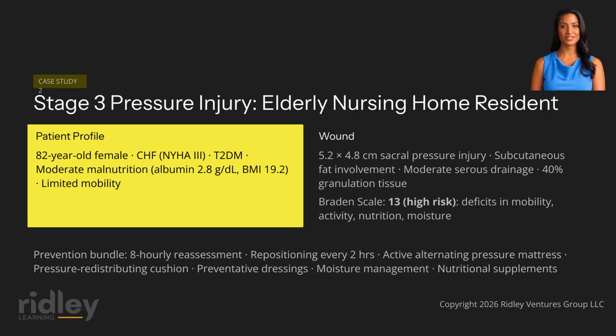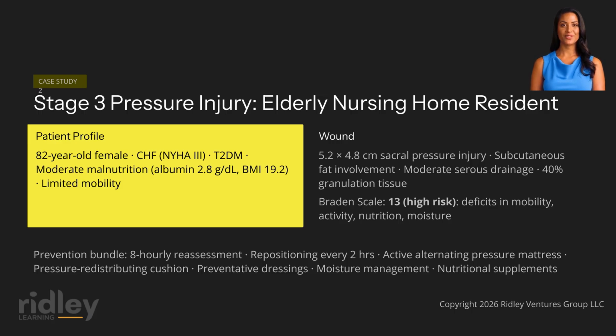The patient resides in a long-term care facility and spends the majority of her day in a wheelchair. Braden scale assessment yields a score of 13, indicating high risk, with subscale deficits in mobility, activity, nutrition, and moisture. The PUSH 3.0 score is calculated at initial evaluation and will be tracked serially to monitor healing trajectory. A full prevention bundle is implemented based on international consensus recommendations.